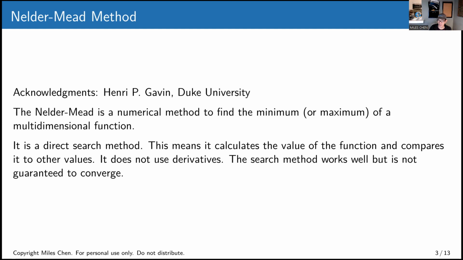So it's kind of just like, based on these locations, let's try out another location, and it just keeps going until it can't find any values that are lower, basically, okay? It doesn't use derivatives, doesn't use other kinds of things to figure it out. It just directly searches for values. Okay, the search method works well, but is not guaranteed to converge. So that's something to keep in mind.